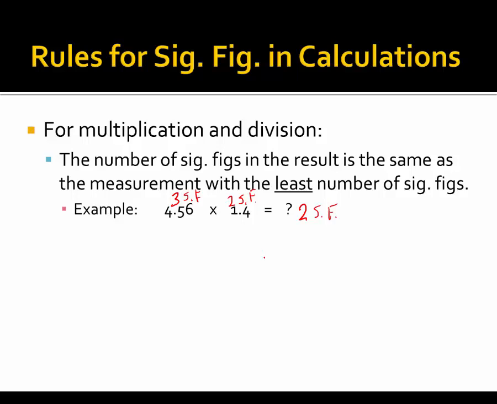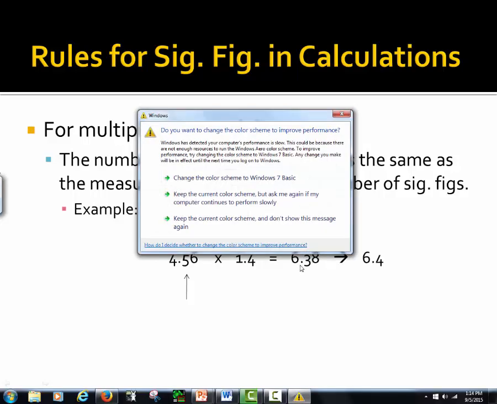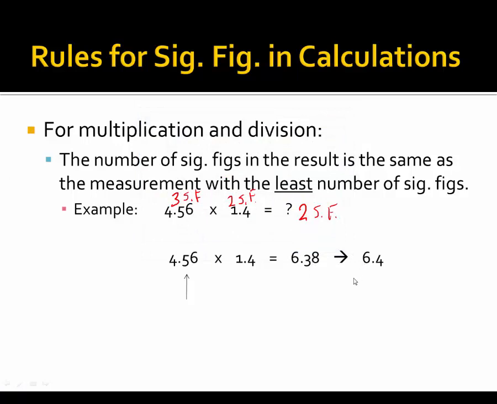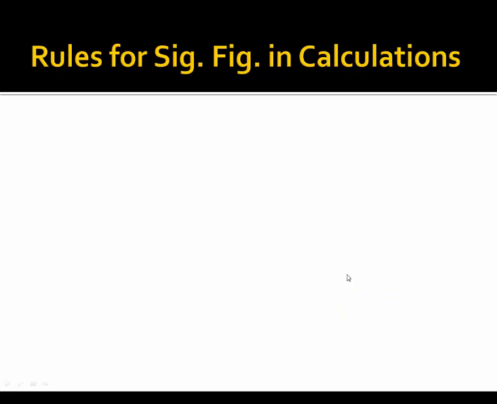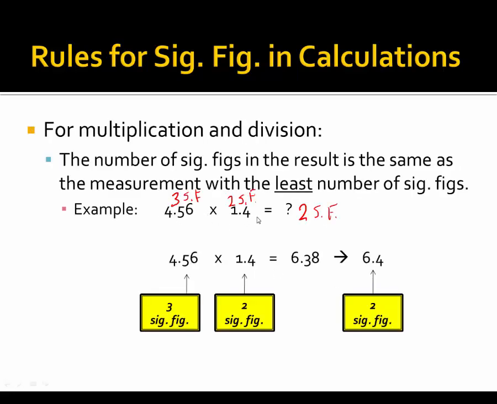So let's see how we do this. We're going to get 6.38, and we're going to round that to two significant figures. We look at the 3 here, which is my second significant figure, and take a look at the number next to it. If it's 5 or greater, you round the 3 up. The 8 is greater than 5, so we round the 3 up to 6.4. So here it is. The same thing goes for division. Your answer is going to have the least number of significant figures.